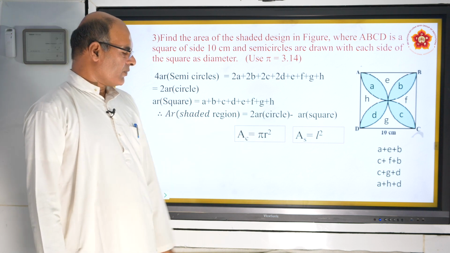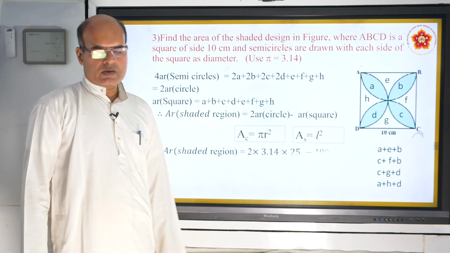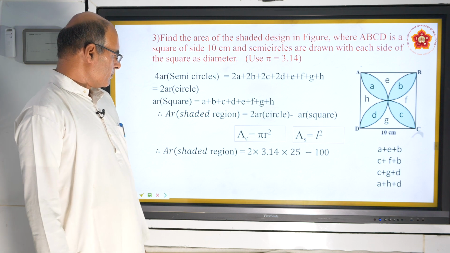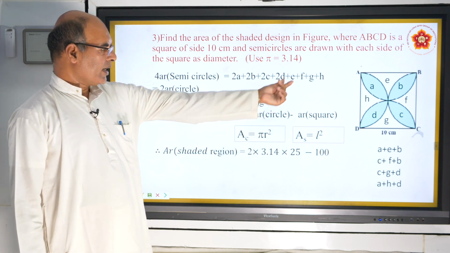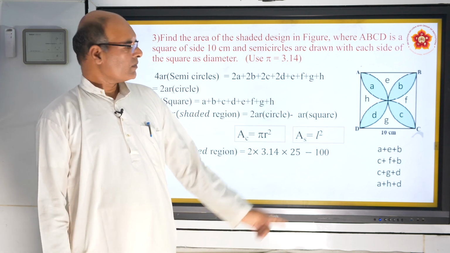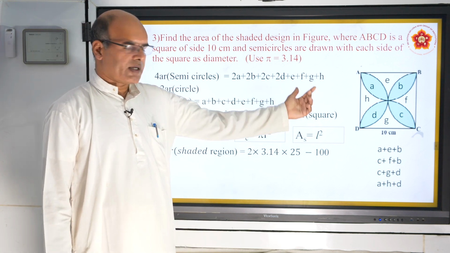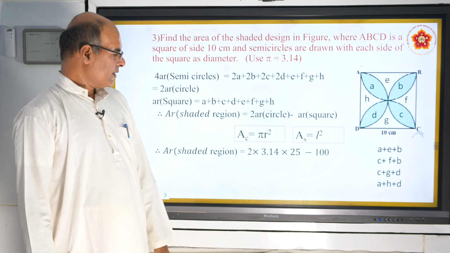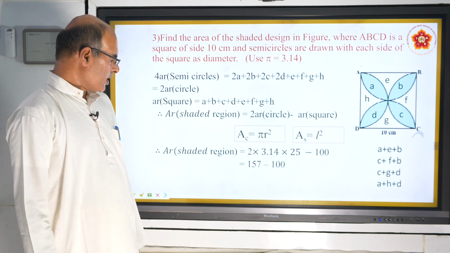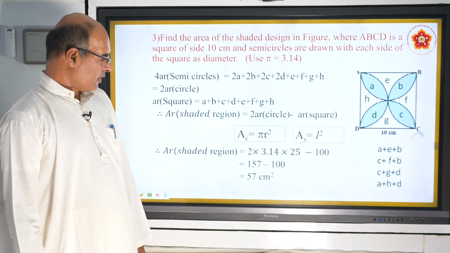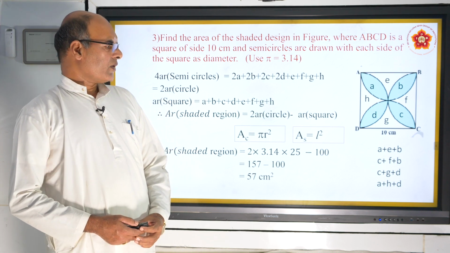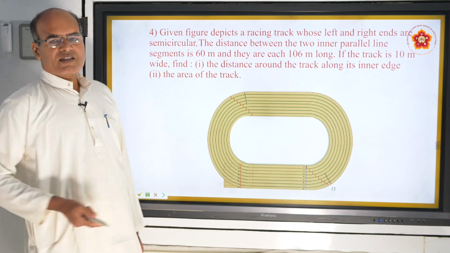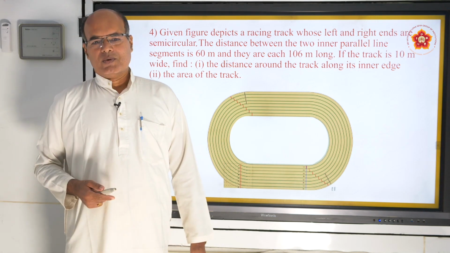The area of a circle is given by the formula pi r square, and the area of the square is given by the formula L square. So we have the value of r and we have the value of L. Remember, here r is 5 centimeter because each side of the square is the diameter of the semicircle. So calculating it, we get 57 centimeter square, which is the area of the shaded portion. This is the last problem in this video.